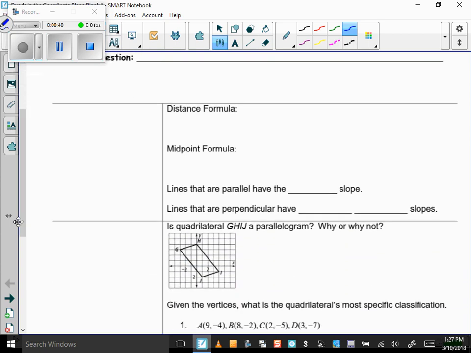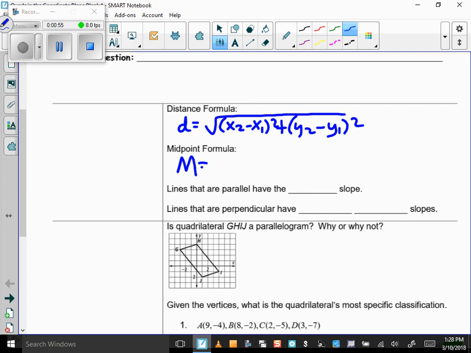So let's remember our distance formula. Let's just go ahead and write it down here for old time's sake: the square root of x sub 2 minus x sub 1 squared plus y sub 2 minus y sub 1 squared. Midpoint formula with a capital M: x sub 1 plus x sub 2 over 2, so halfway between the two points, and same thing for the y value: y sub 1 plus y sub 2 over 2. All right, so we'll use those.